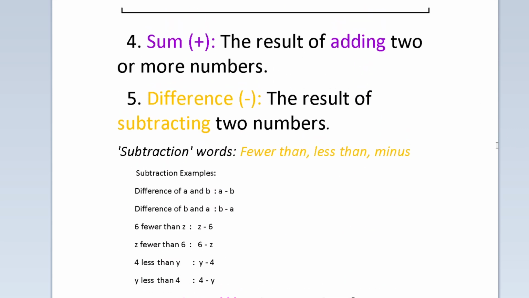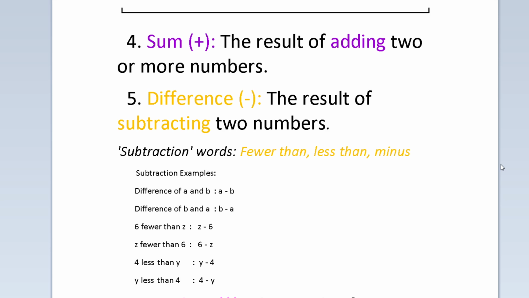Now, some other words that we've talked about in class that you're going to need to know. Sum. This is the result of adding 2 or more numbers. So the sum of 2 and 3 would be 5. The sum of 10 and 20 would be 30, and so on.